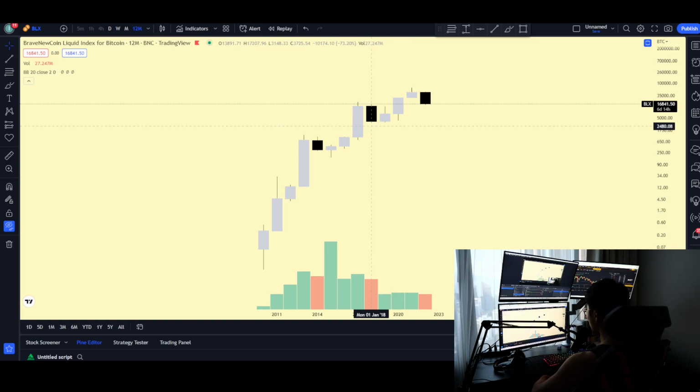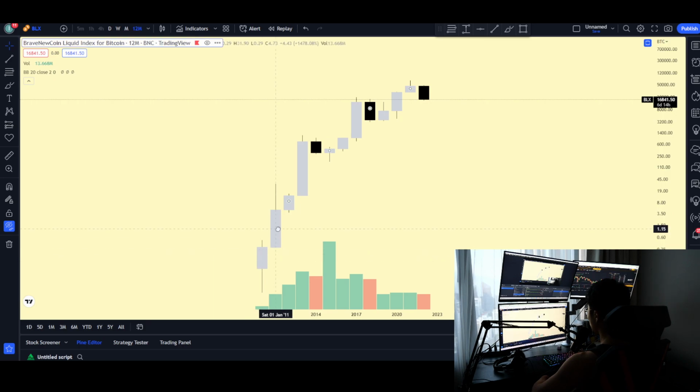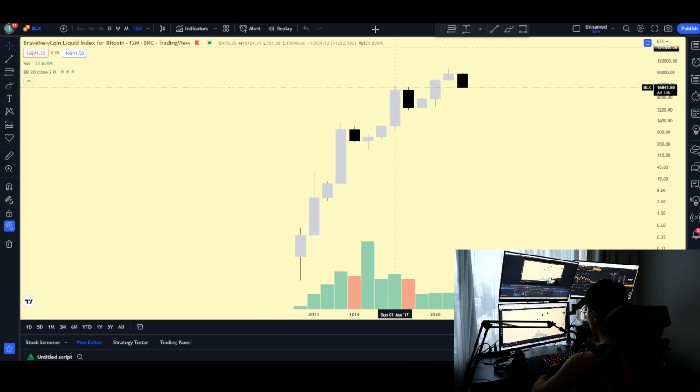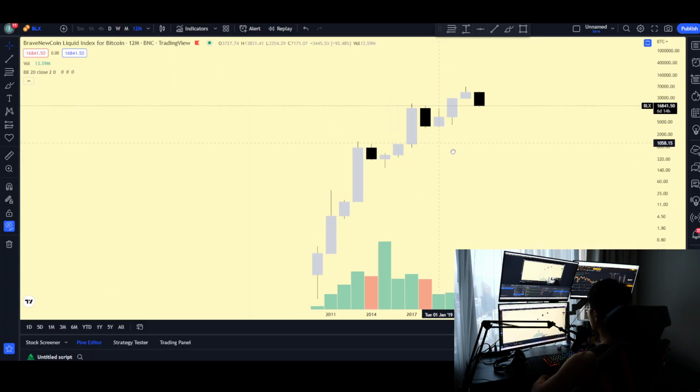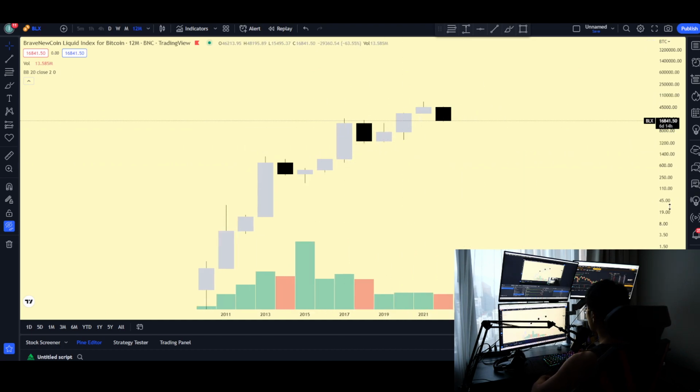So right now, you guys are seeing the yearly time frame of Bitcoin, and these are basically the candlesticks that have been constructed in that year. As you can see over here, we're only able to see three negative candlesticks so far in Bitcoin's history. I posted on Twitter that Bitcoin has been making a positive yearly candle after seeing a negative candlestick on the yearly time frame. So we're able to see some kind of behavior from Bitcoin right now.